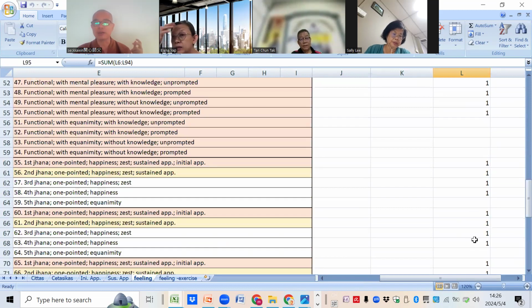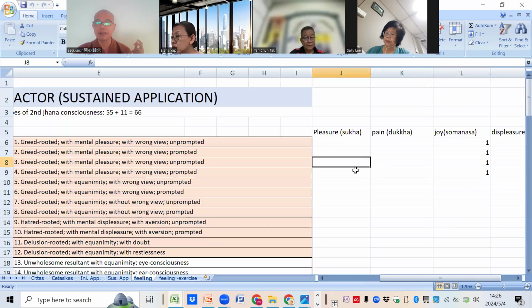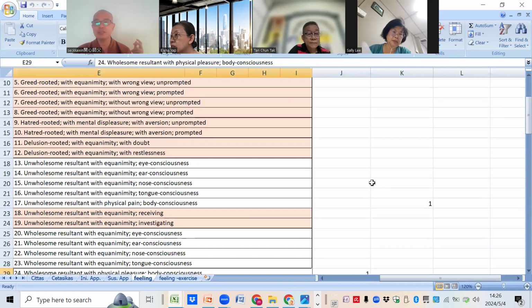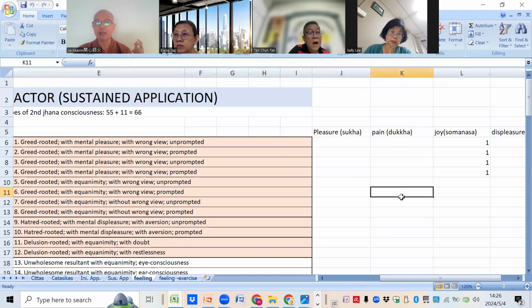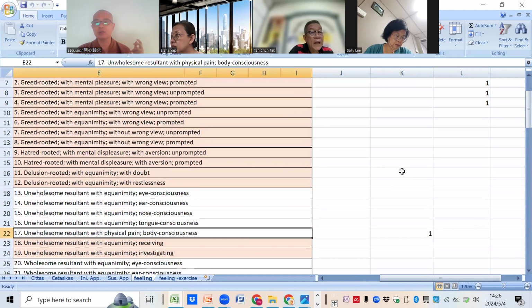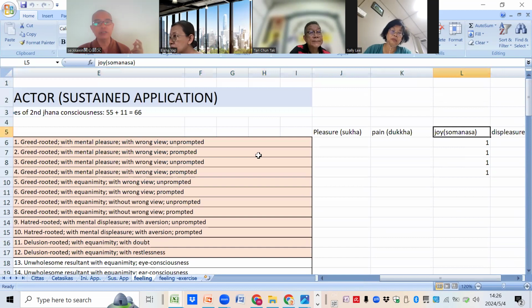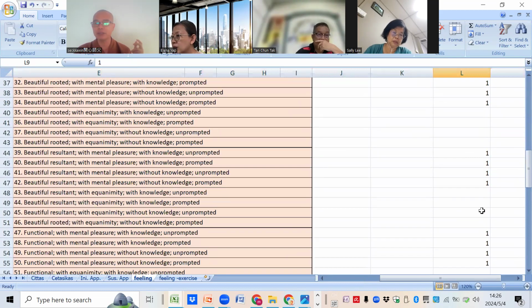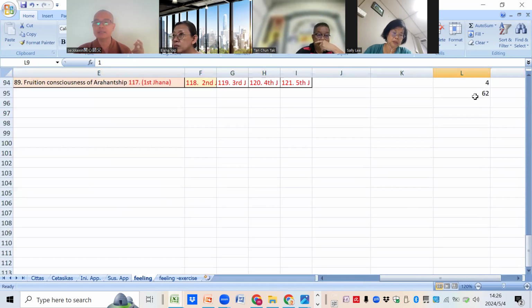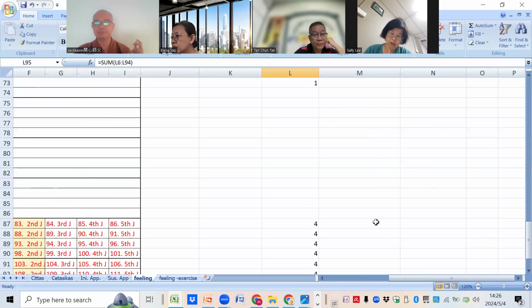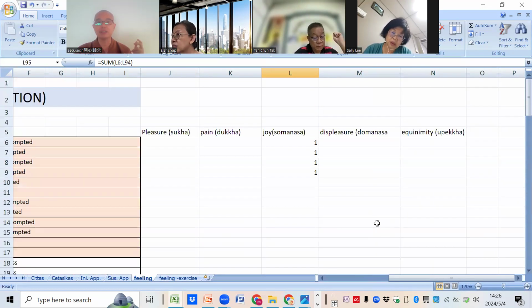So how do you get it? From pleasure, you only get one, which is from the body consciousness, and the pain, the dukkha, you also get only one. Number 17 is the body consciousness. Then the joy: as long as you see mental pleasure, you fill up the joy for that. So we get 62 in total.